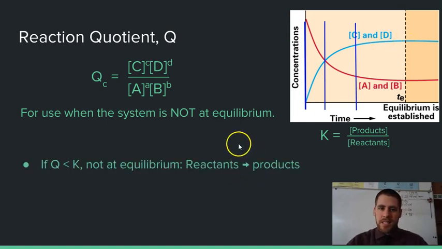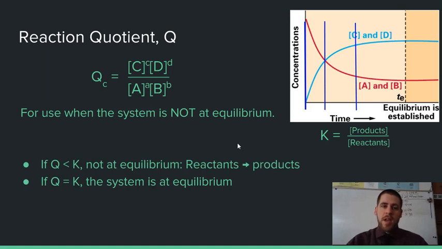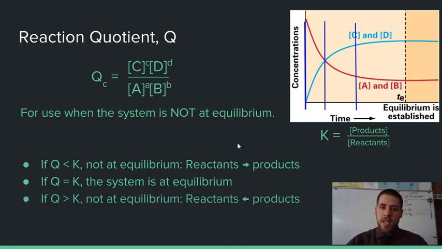So if Q is less than K, we still have to create more product. If Q is equal to K, the system's at equilibrium. If Q is greater than K, then we're not at equilibrium. We have to make more reactants. And I don't want you to memorize this. I want you to understand it. Okay, so think about it mathematically.